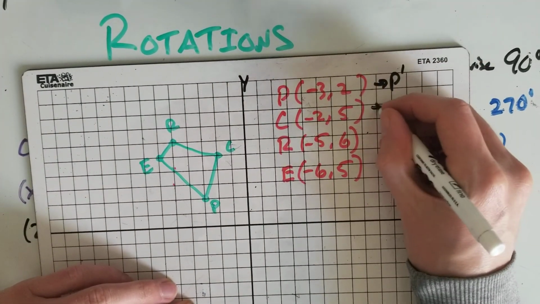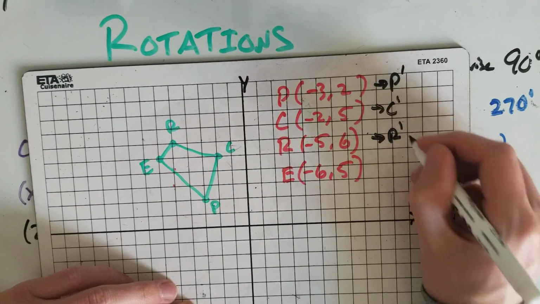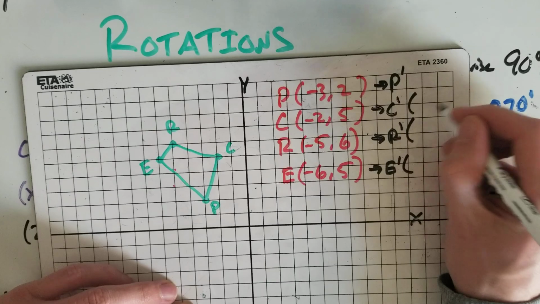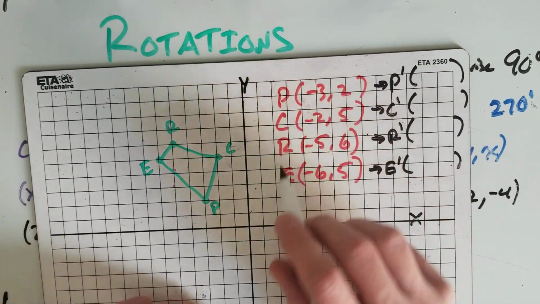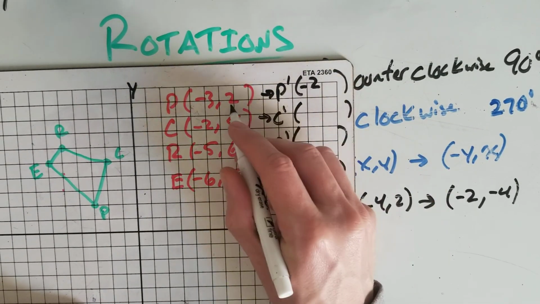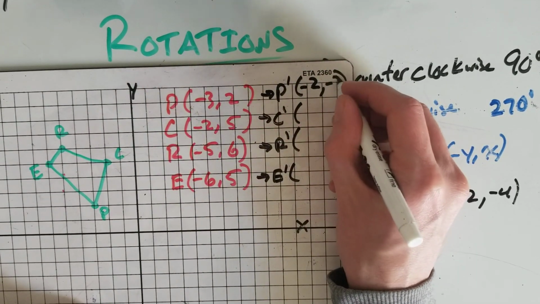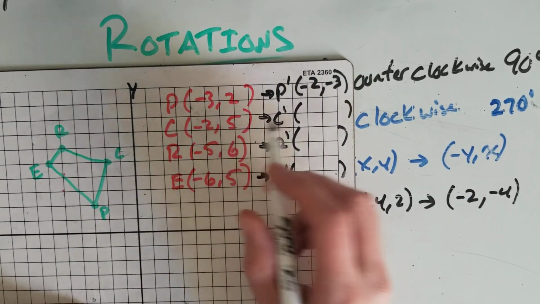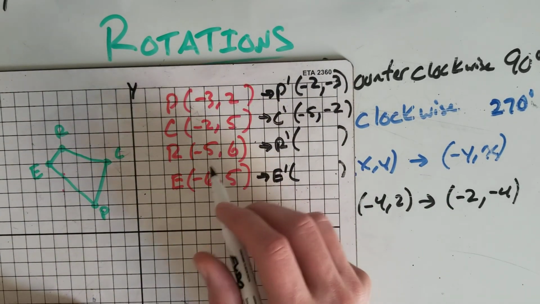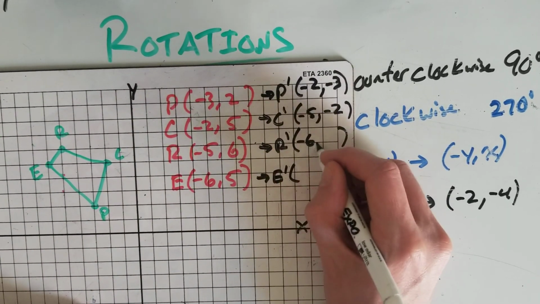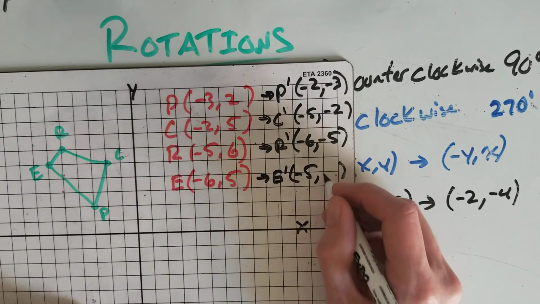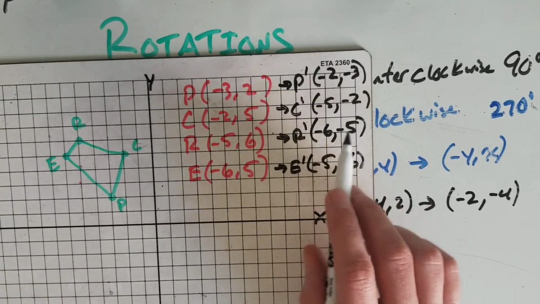So we're going to have P prime, C prime, R prime, and E prime. We can fit them all in. So again, your rule, your y is going to become your x but change sign, so it should become -2, and then your x stays the same and is your y. So we have -3. Y becomes your x, but changes signs. Your x just becomes your y and stays the same. Y becomes your x and changes signs. X becomes your y. These are our points now.